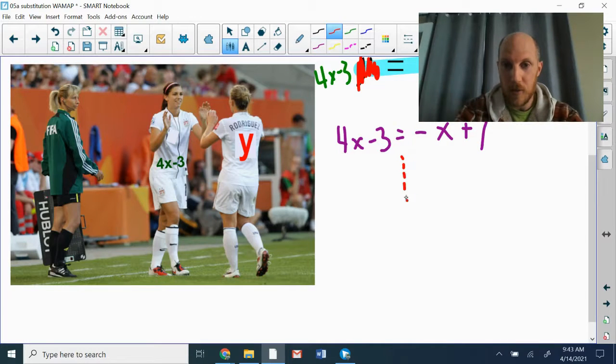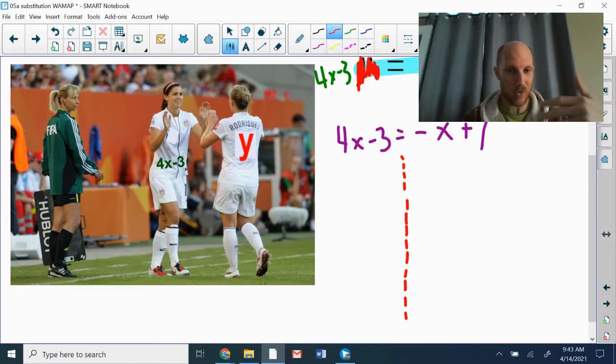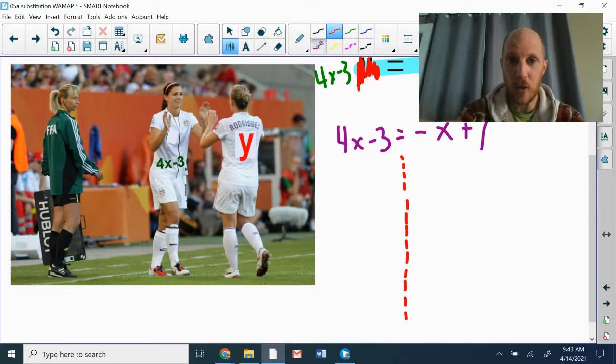So I am going to drop a line down from that equal sign just as a way to keep my work organized, the graphic organizer, to keep track of that equal sign. Whatever I do on one side of the equation, I got to do the same thing on the other to keep this equation balanced.